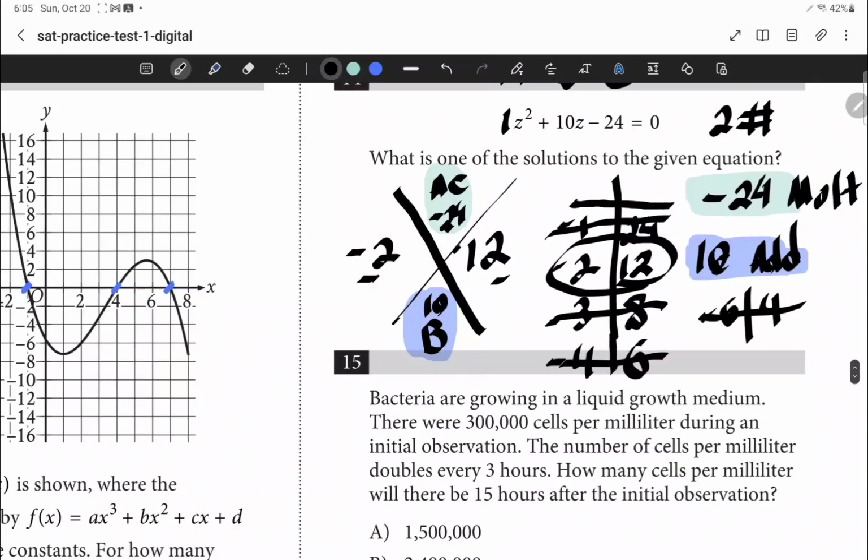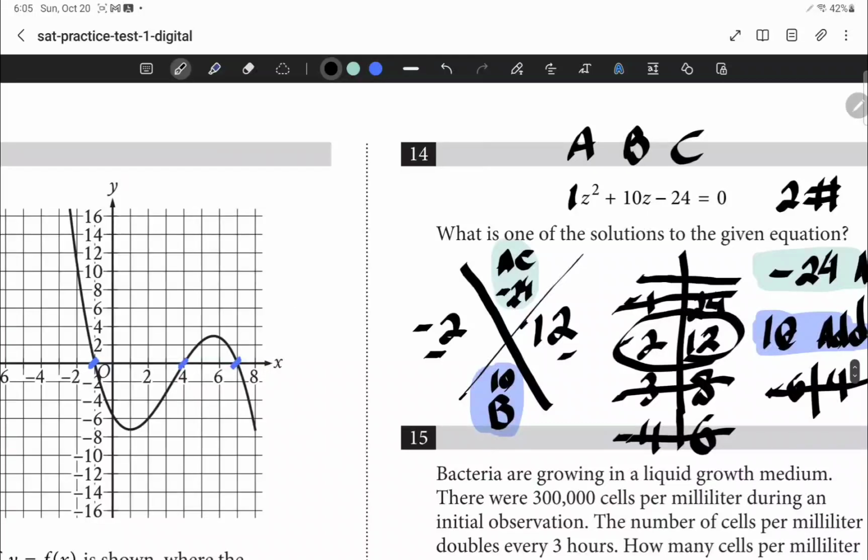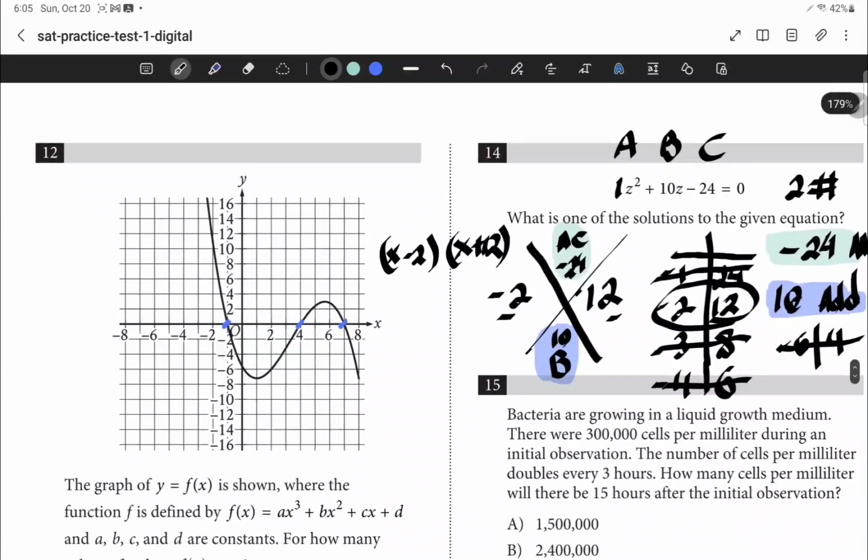Now, once you have everything there, you just put it in parentheses. The way that we do this, we always put X, and then we start filling in my two factors. So on the first one, I'm going to put negative 2. And on the second one, I'm going to put plus 12. And those are my two factors.